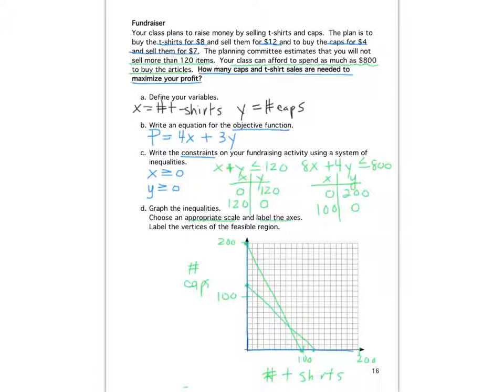The two green lines we've graphed, they're both less than or equal to, and that means we're going to shade below them. So as we shade below both of them, the feasible region will be staying below that first graph till we get to this point of intersection, and then we're going to stay below there.